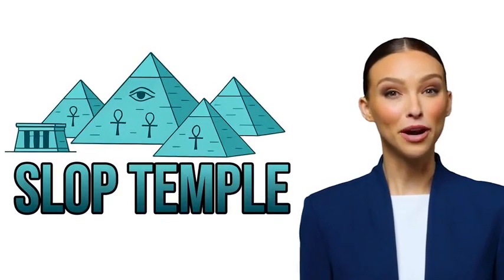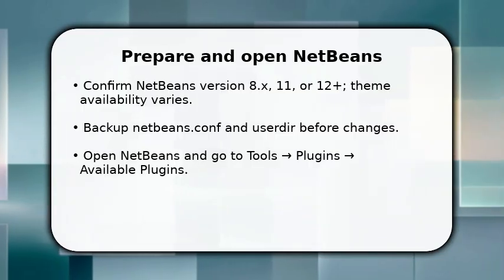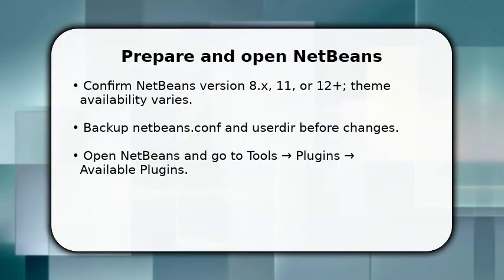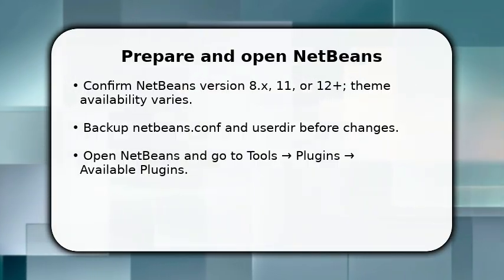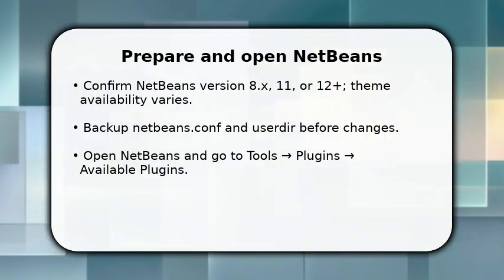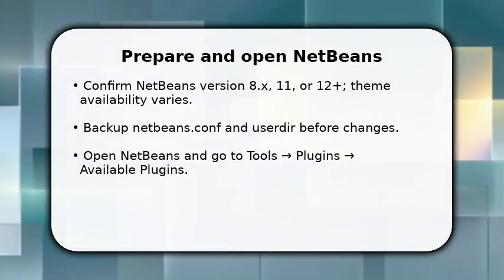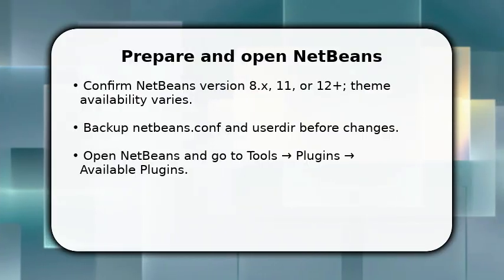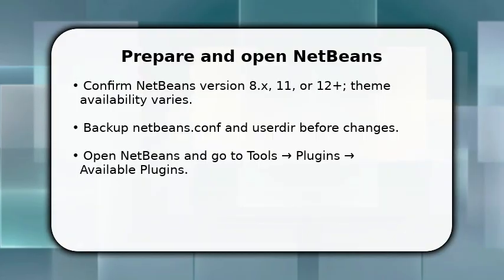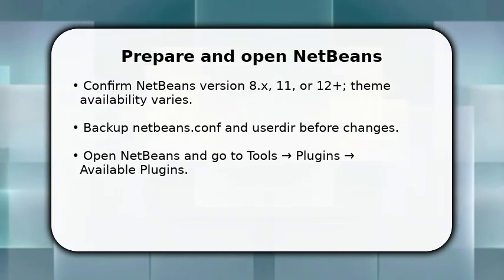We pray this video helps. You start by verifying your Netbeans version and backing up configuration. This prevents lost settings. Once done, launch Netbeans and open Tools then Plugins so you can install or enable theme support. Make sure to check the Available Plugins tab for Darkula or Dark Look and Feel entries. If you see them, select and install. If not present, you will add an update center or use a third-party plugin ZIP. This first step readies the IDE to receive a dark theme.